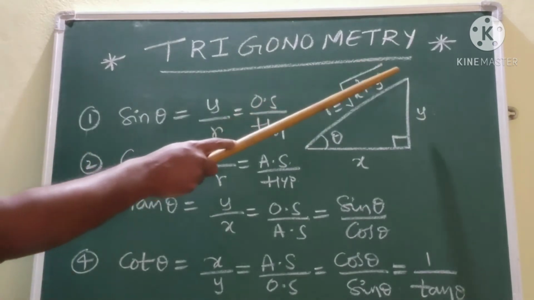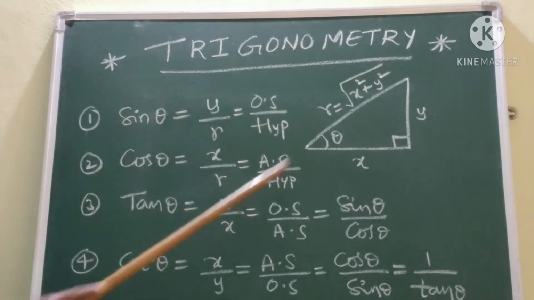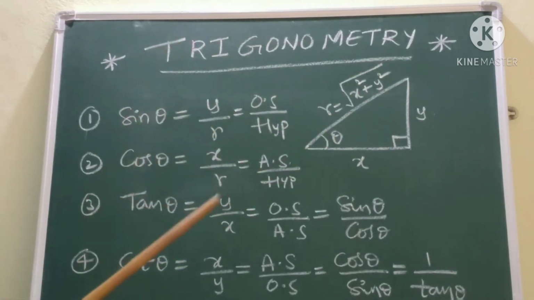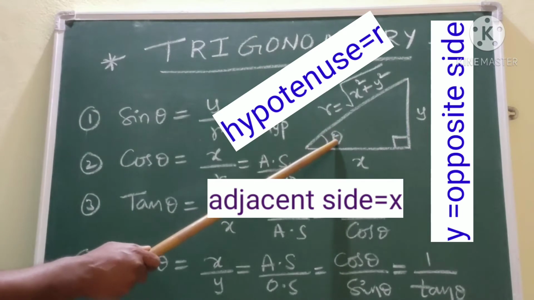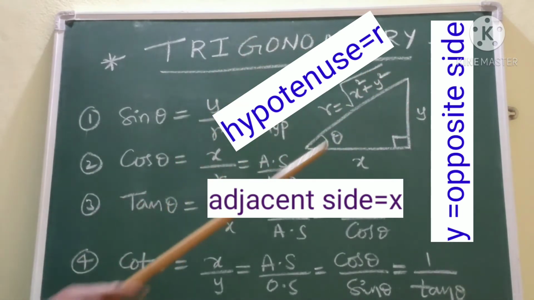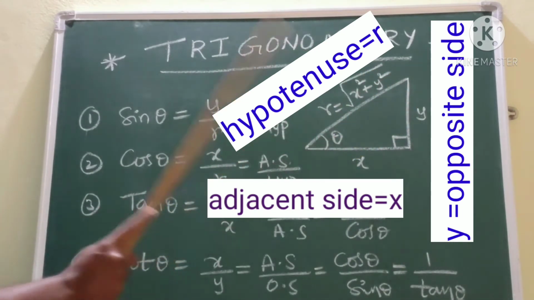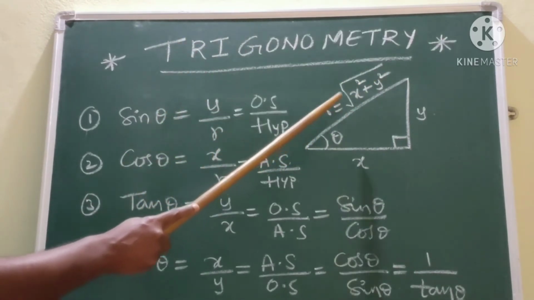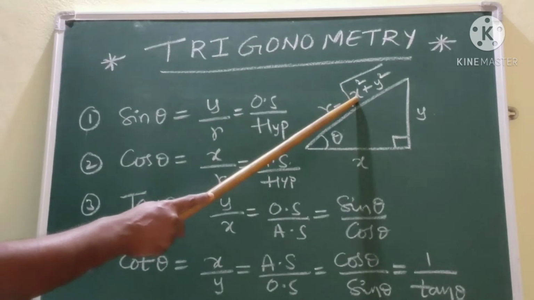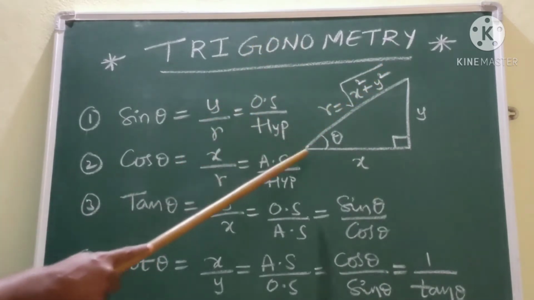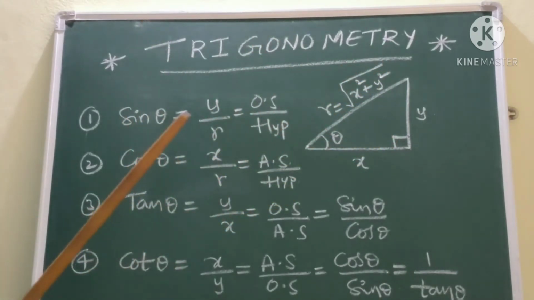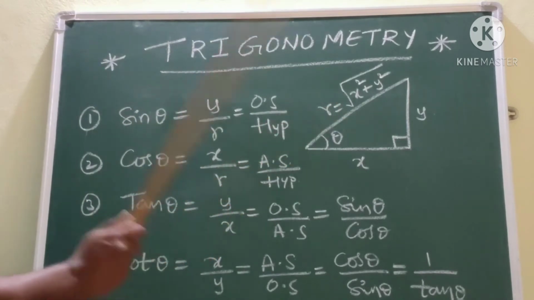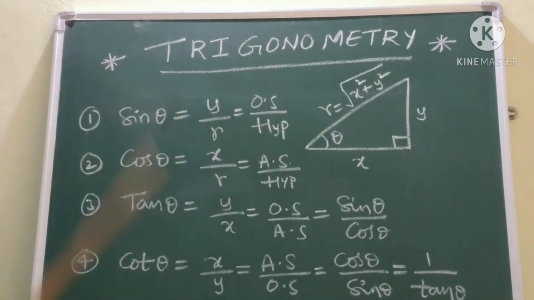If you take a right angled triangle, one of the angles is theta. It has opposite side y, adjacent side x, and hypotenuse r. r is equal to under root of x square plus y square by using Pythagoras theorem. From this we have to find 6 trigonometric ratios.